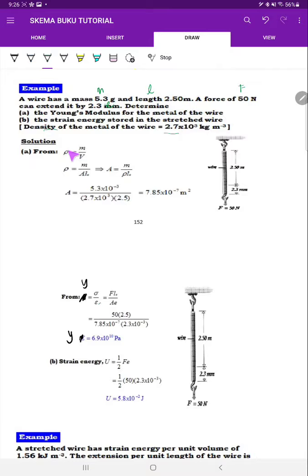Area dapat dari mana? Kita kena guna density sama dengan mass per volume. Density sama dengan mass per area darab length, kan? Area darab length sama dengan volume. So, area sama dengan mass per density darab L naught. Mass kita convert kepada kilogram, substitute, dan L naught original length 2.5. So, dapat dah area. Baru kita masuk F, L naught, A, dan juga extension convert kepada meter.